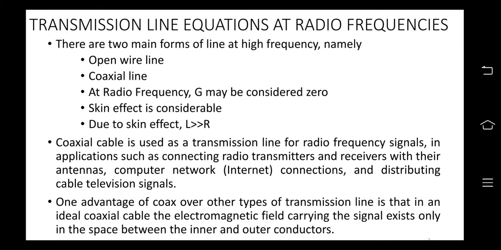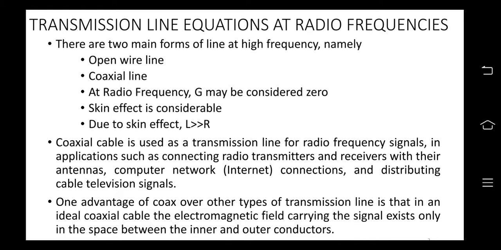Coaxial cable is used as a transmission line for radio frequency signals in applications such as connecting radio transmitters and receivers with their antennas, computer network connections, and distributing cable television signals.